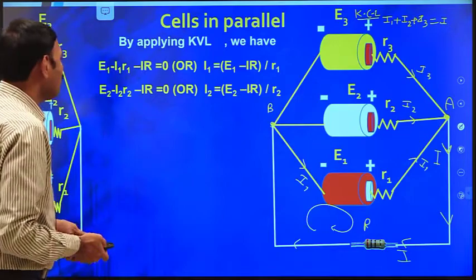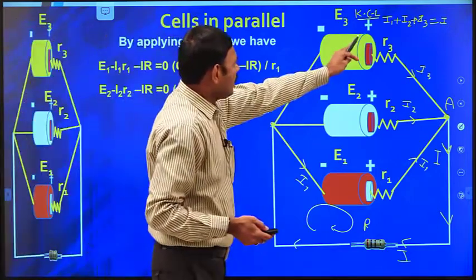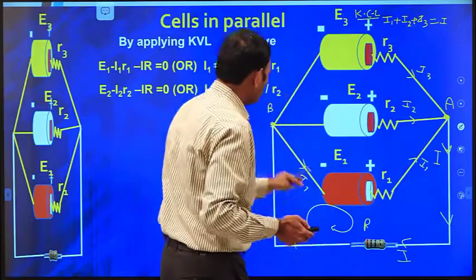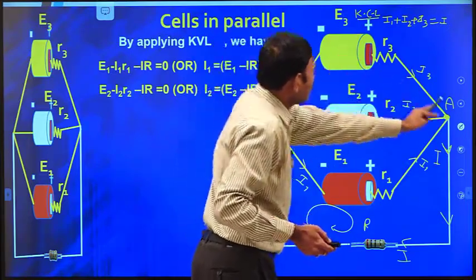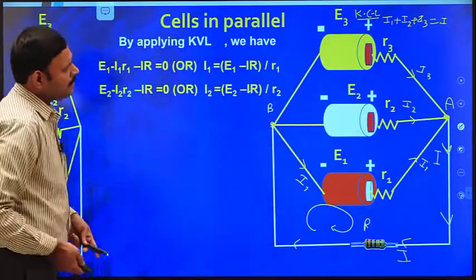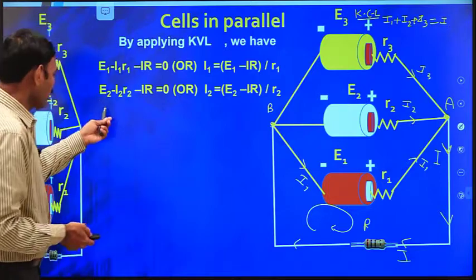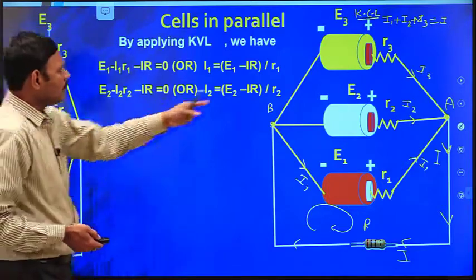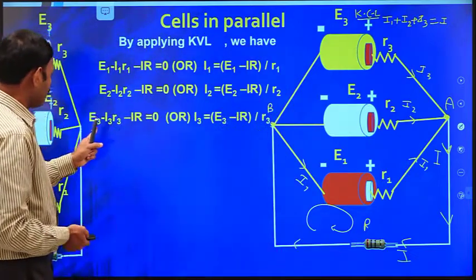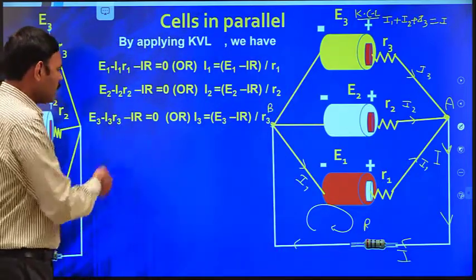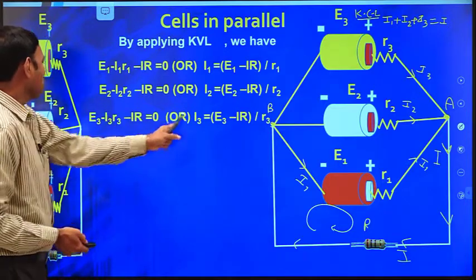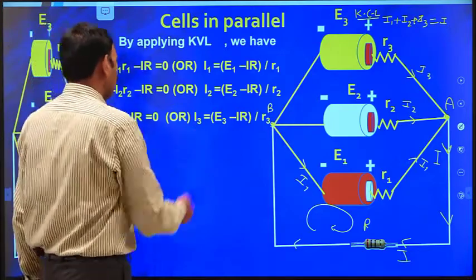Similarly, when you consider B, third cell, A and resistance, this loop, forget about the first two, and B, cell, A and resistor, this loop. Then we get similarly E3 minus I3 R3, minus IR is equal to 0. Yes, we get the same thing. E3 minus I3 R3 minus IR is equal to 0. Rearranging this one for I3, then I3 becomes E3 minus IR whole divided by R3.